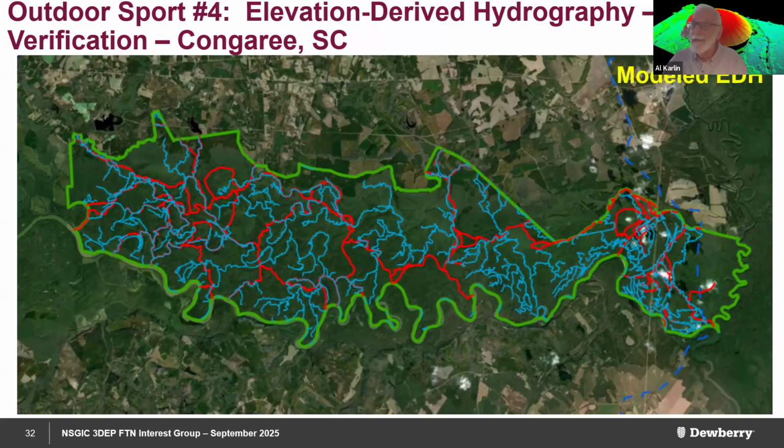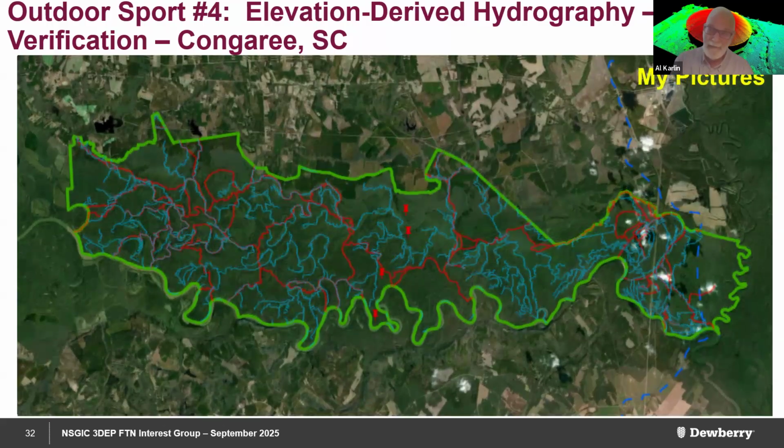There's the EDH lines for the same park. And you can see that there's hardly any association. I mean, there's really very little agreement between what we modeled as EDH and what was in the NHD database.